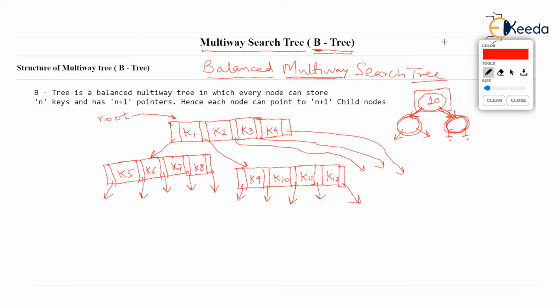We say order, here comes the new word, order of binary tree is 2. So by order we mean maximum number of children that a node can contain. As in the case of binary tree, every node can point at the most to two children. Therefore, order of the tree is 2.